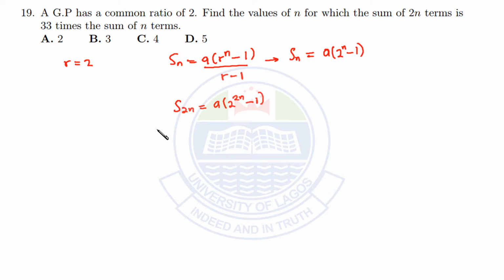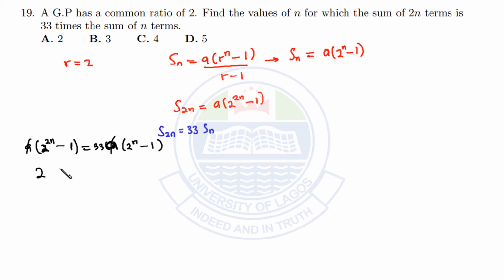That means we have the sum of 2n terms is 33 times the sum of n terms. So if I substitute all these parameters inside, I'm going to have S2n, a open bracket 2 raised to power 2n minus 1, to be equal to 33 times a multiplied by 2 raised to power n minus 1. Now what do you notice here? You notice that a cancels a.